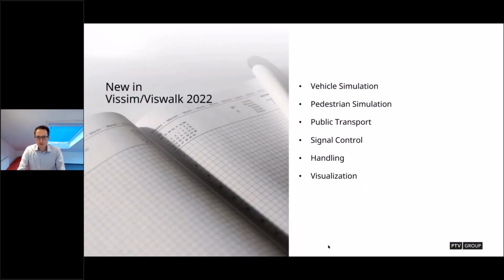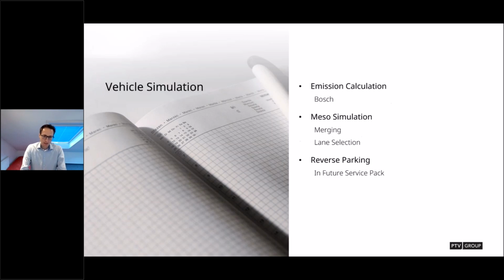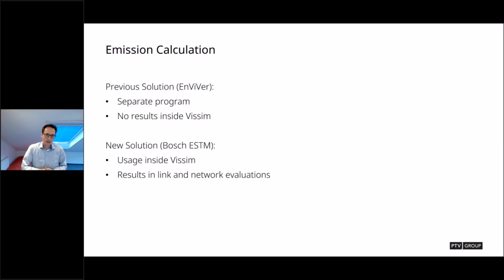So yeah, we also have different categories. The main use case is the vehicle simulation, of course, but there are also quite a few features for pedestrian simulation and public transport, which is related to pedestrian simulation, and then some more general signal control handling and visualization. So the first on vehicle simulation is the emission calculation.